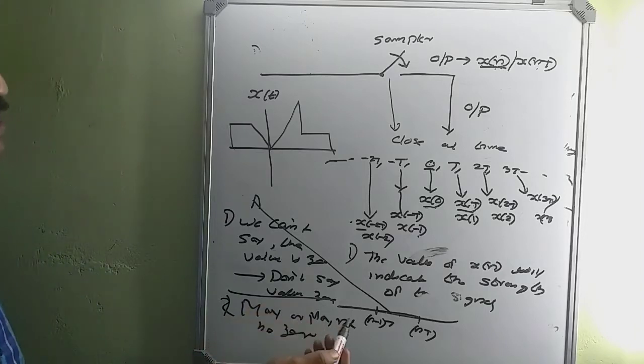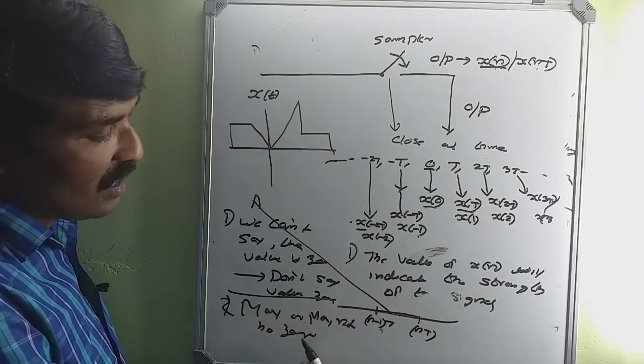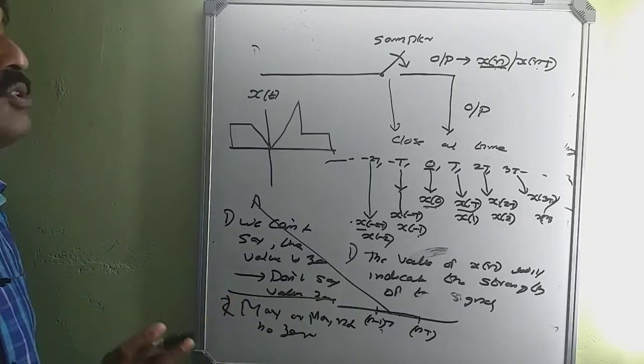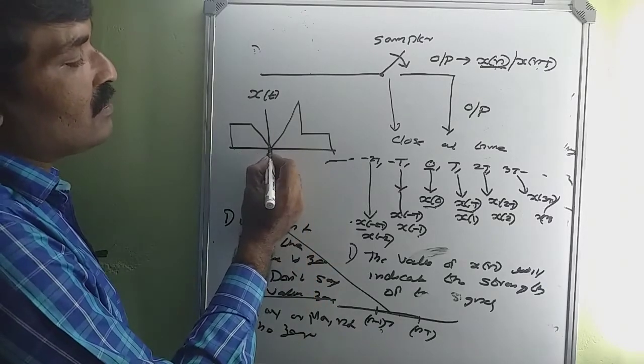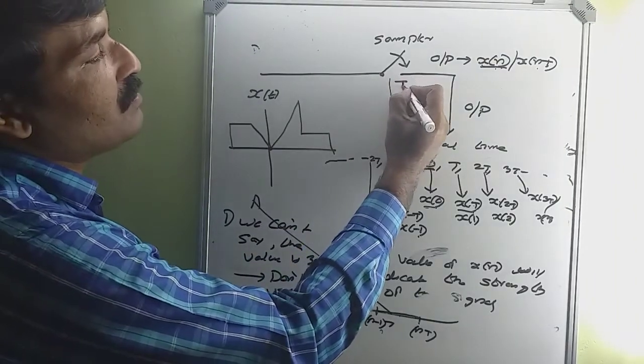If the original value of the continuous time signal is 0, then it is 0. Otherwise, it is not 0. But we don't know what the value is. Here, suppose t is the sampling period.